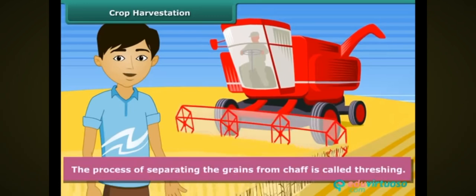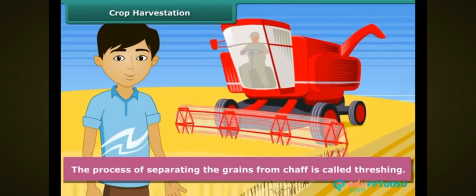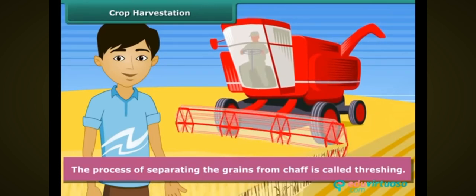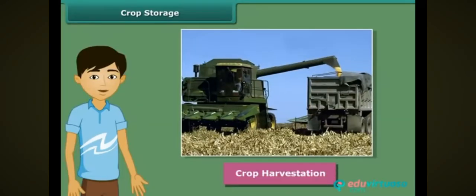harvester. After this, the grain seeds are separated from the chaff. This process is called threshing. This is carried out with the help of a machine called a combine, which is in fact a combined harvester and a thresher. Once harvesting is done, crops are stored in huge storages.